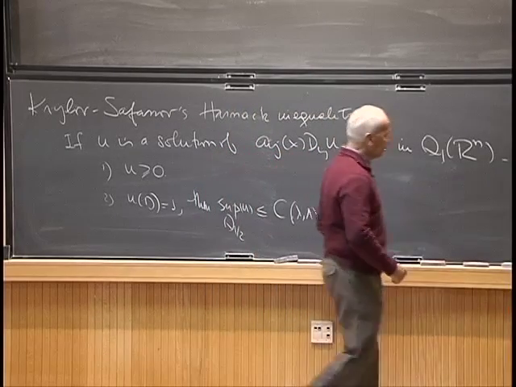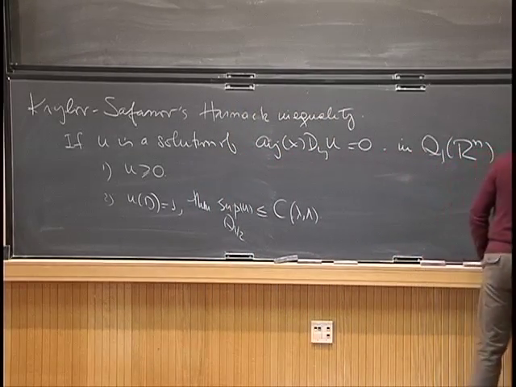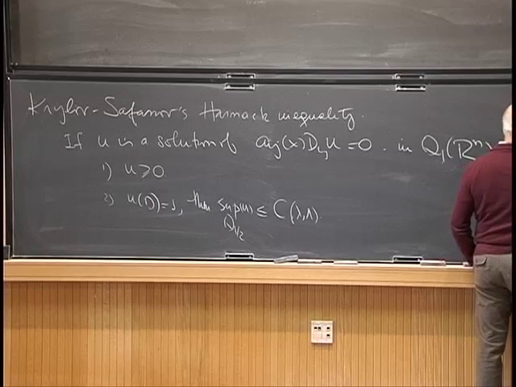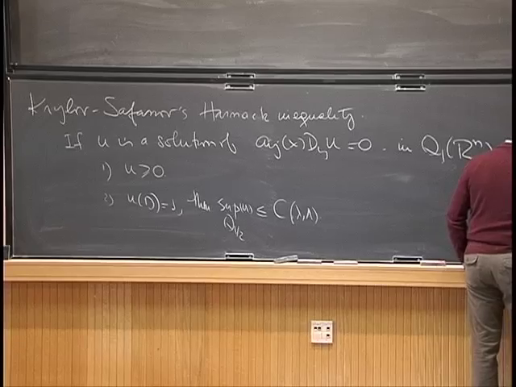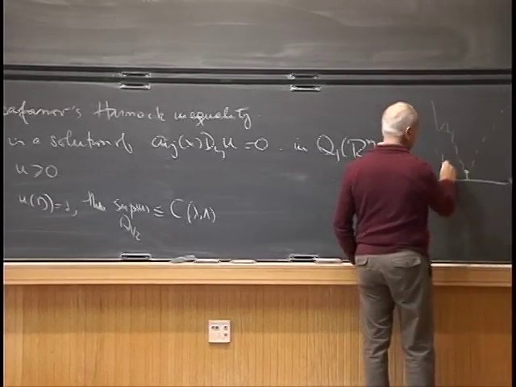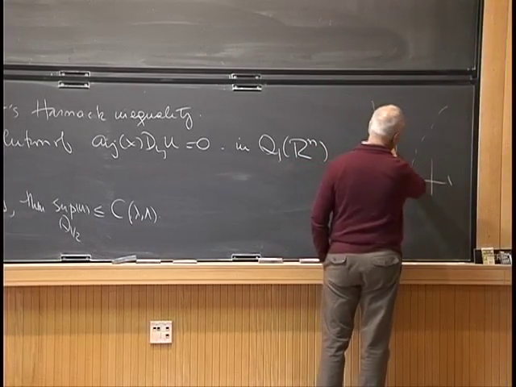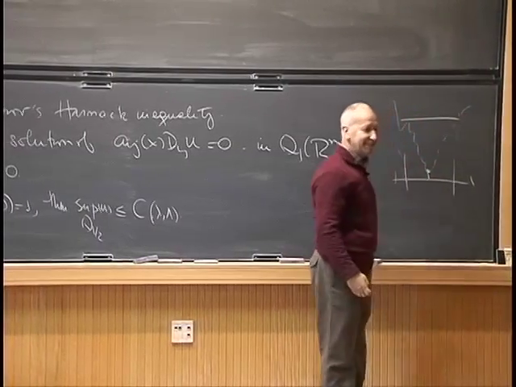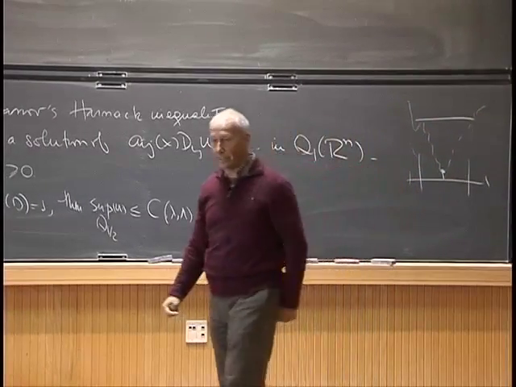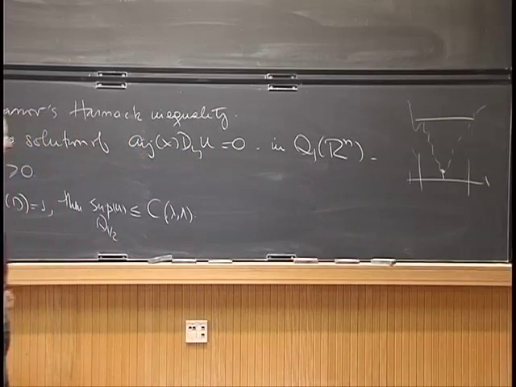So basically, the picture is the following. You have the cube, you have a solution, and you have control at one point. Then, in the cube of size 1/2, you have control. Well, the constant here could be very high, but it is some constant depending only on the oscillation of the coefficients.